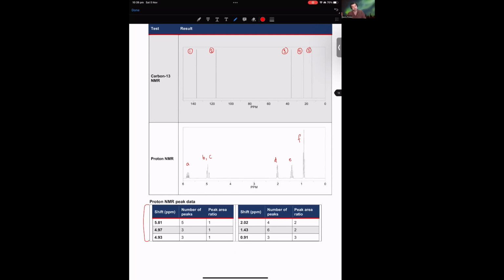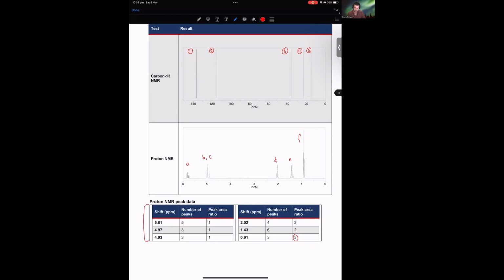And we might start with F and work our way from right to left. So F, we can see here, is telling us that we've got three protons in that environment. And immediately that makes me think terminal carbon. Okay, so there's a terminal CH3. So it's likely going to be at the end of a chain. And that matches up with peak five in our carbon as well.